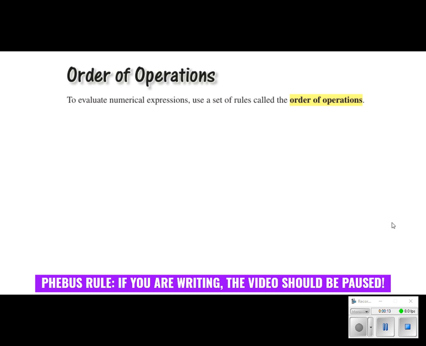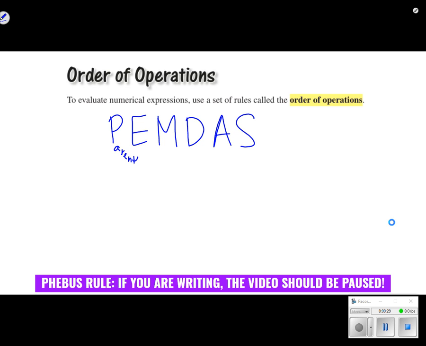Some people learn order of operations a little bit differently, but I think most middle schools teach PEMDAS. Some teach GEMDAS, where we start with grouping symbols, but basically this is parentheses, exponents, multiply, divide, add, and subtract.